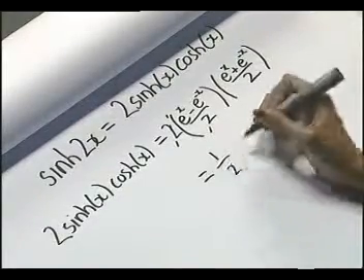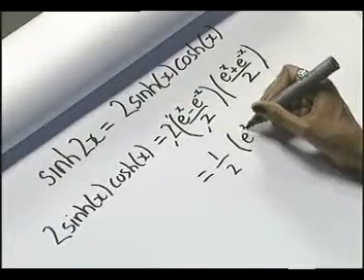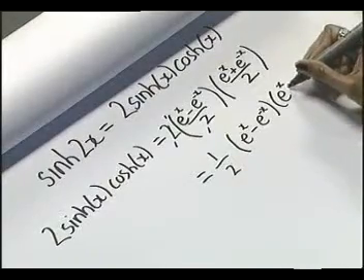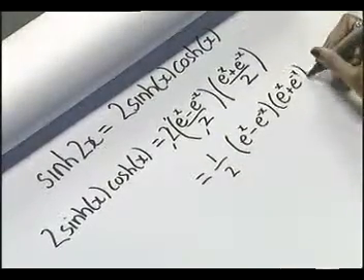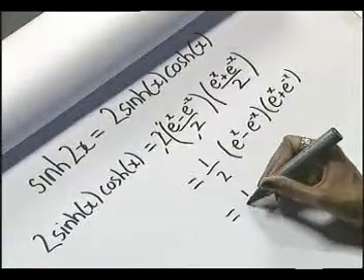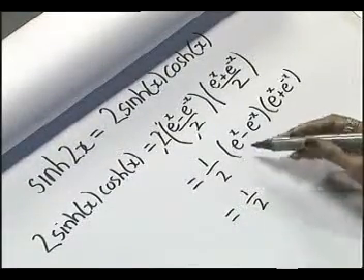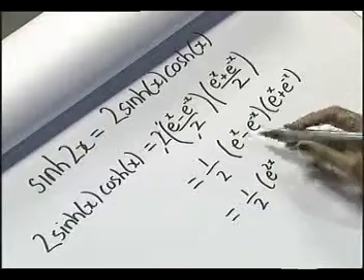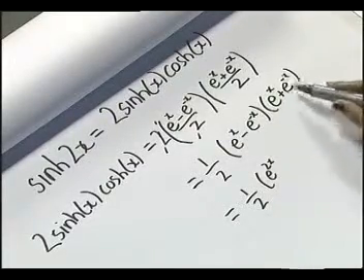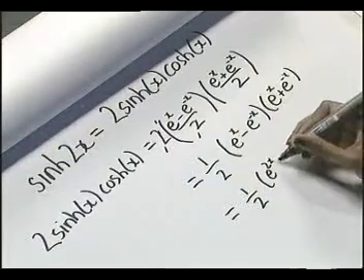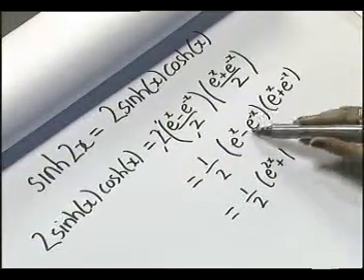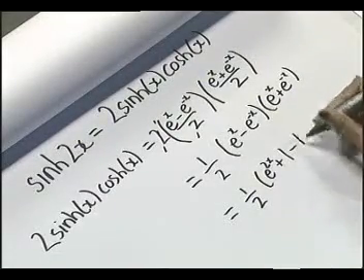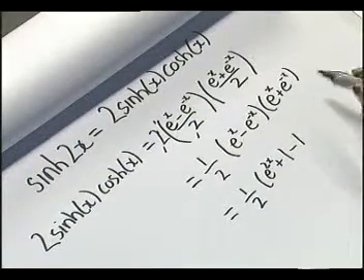So now we have a half (e to the x minus e to the minus x) times (e to the x plus e to the minus x). And if we just multiply out the brackets, we get a half, get e to the x times e to the x, which is e to the 2x, e to the x times e to the minus x, which is plus 1, minus e to the minus x times e to the x, which is minus 1, and finally minus e to the minus 2x.